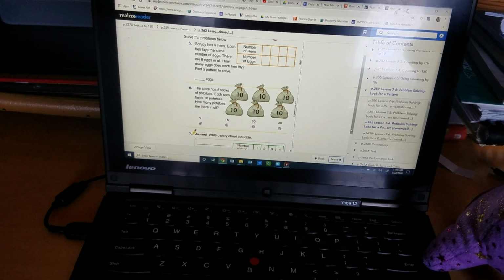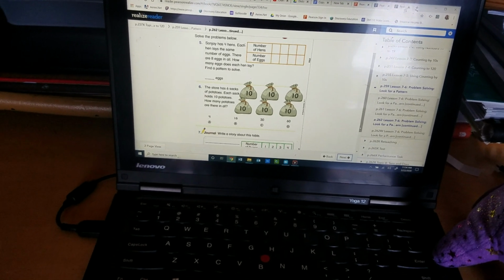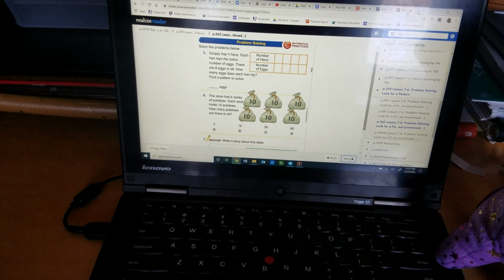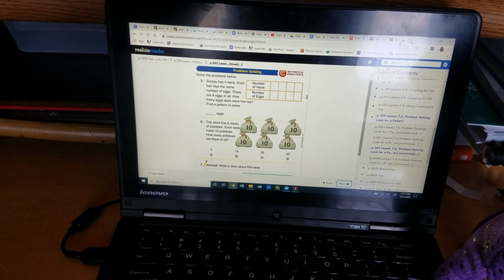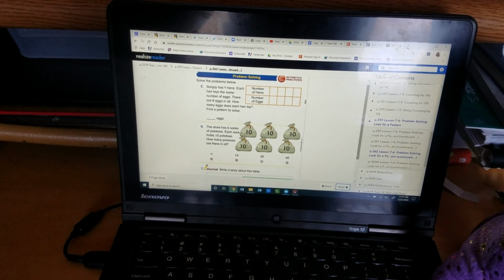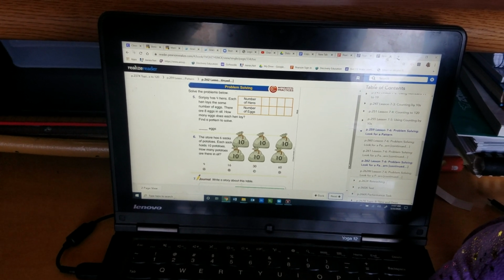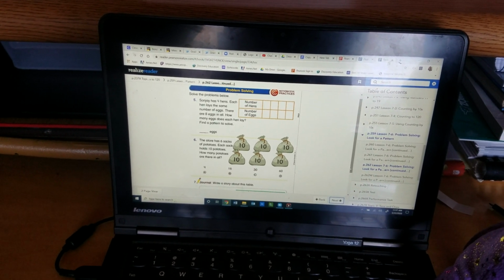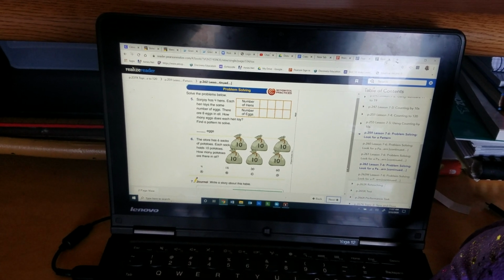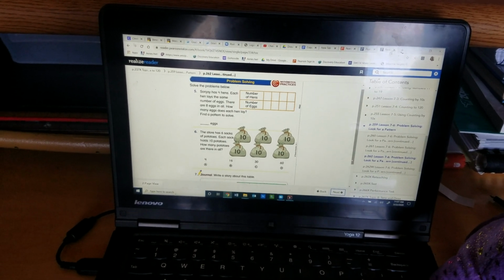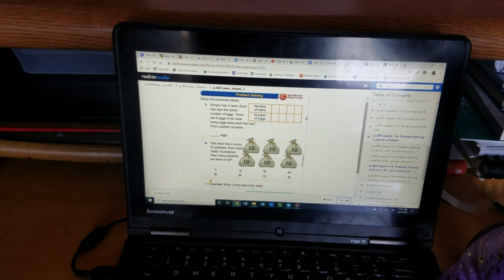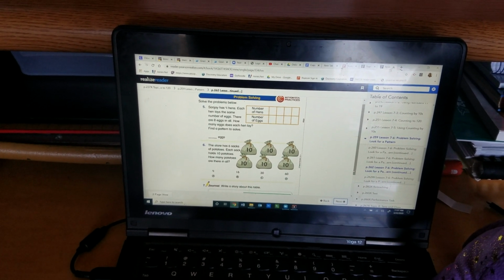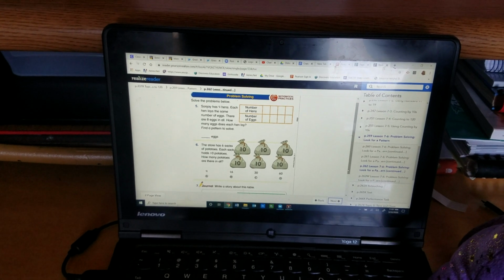Let me read them to you just so you know what they say. Scroll up a little bit more. Number 5 says Sanjay has 4 hens. Each hen lays the same number of eggs. There are 8 eggs in all. How many eggs does each hen lay? Find a pattern to solve. Okay, number 6 says the store has 6 sacks of potatoes. Each sack holds 10 potatoes. How many potatoes are there in all?